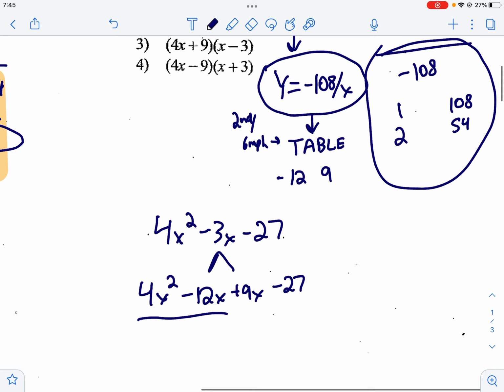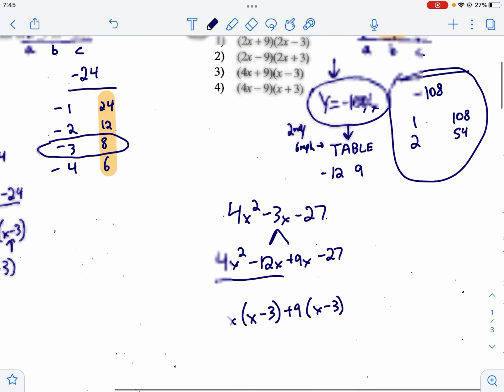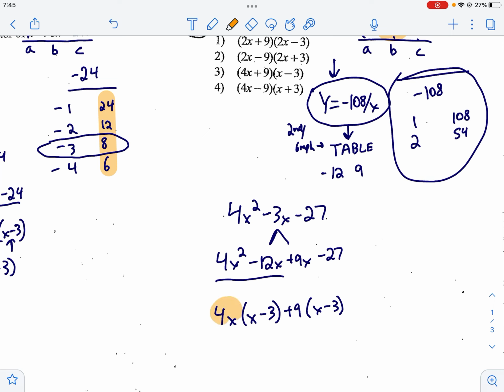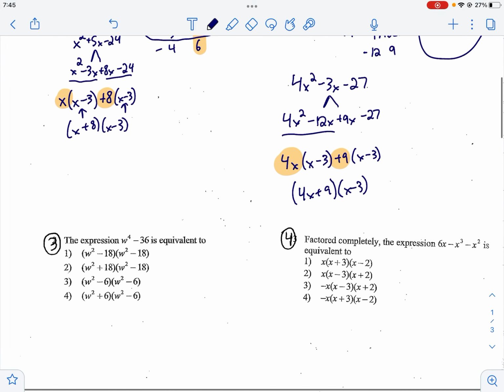From there, we can then examine the first terms here to find a common factor of 4x, leaving behind x minus 3. Examining the second factors, we'll end up with plus 9, leaving behind x minus 3. Further examining the numbers outside the parentheses, we end up with 4x plus 9 as one factor, and x minus 3 as the other factor.